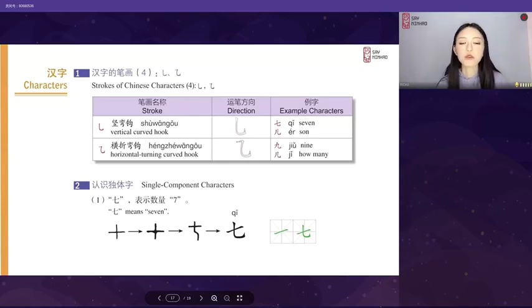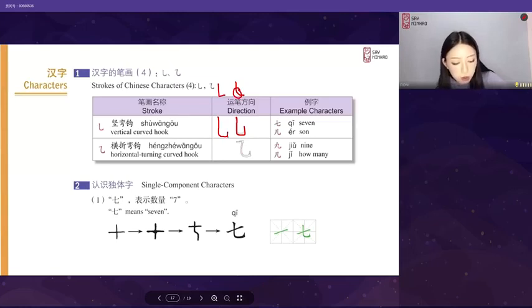Part is the strokes of Chinese characters. There are two strokes for today. First one is shu wan go, which is vertical curved hook. Okay, now let's see. The direction of writing it is from this and to this. First, try to write a vertical and then curve it. Don't turn like this, like a rectangle. Just turn it here. Turn and then hook. Okay, hook. Try to write it.